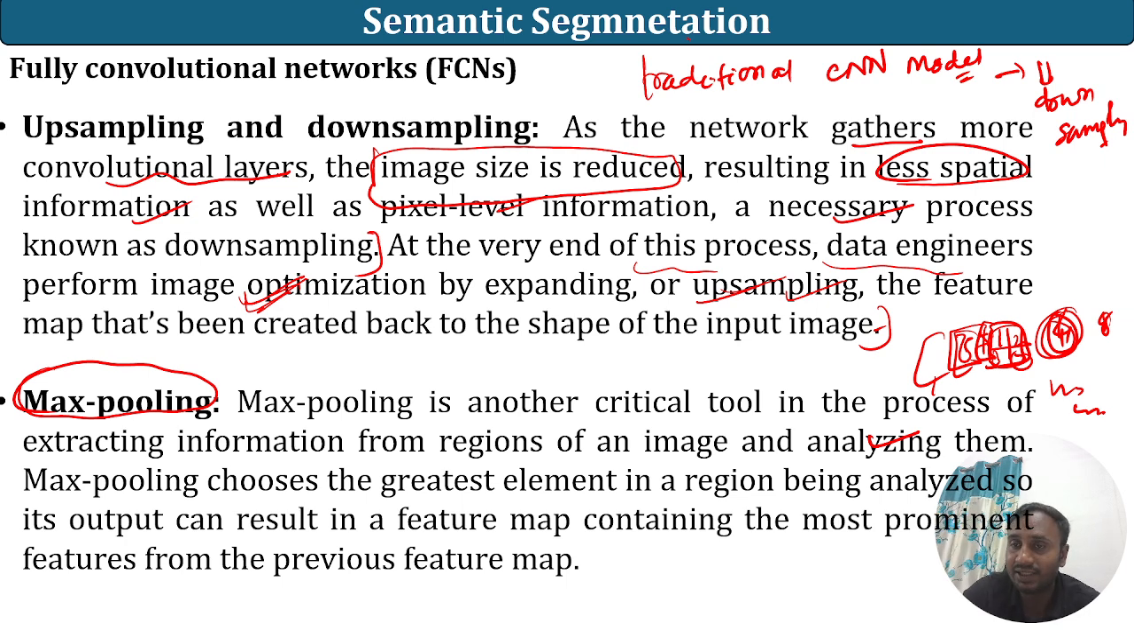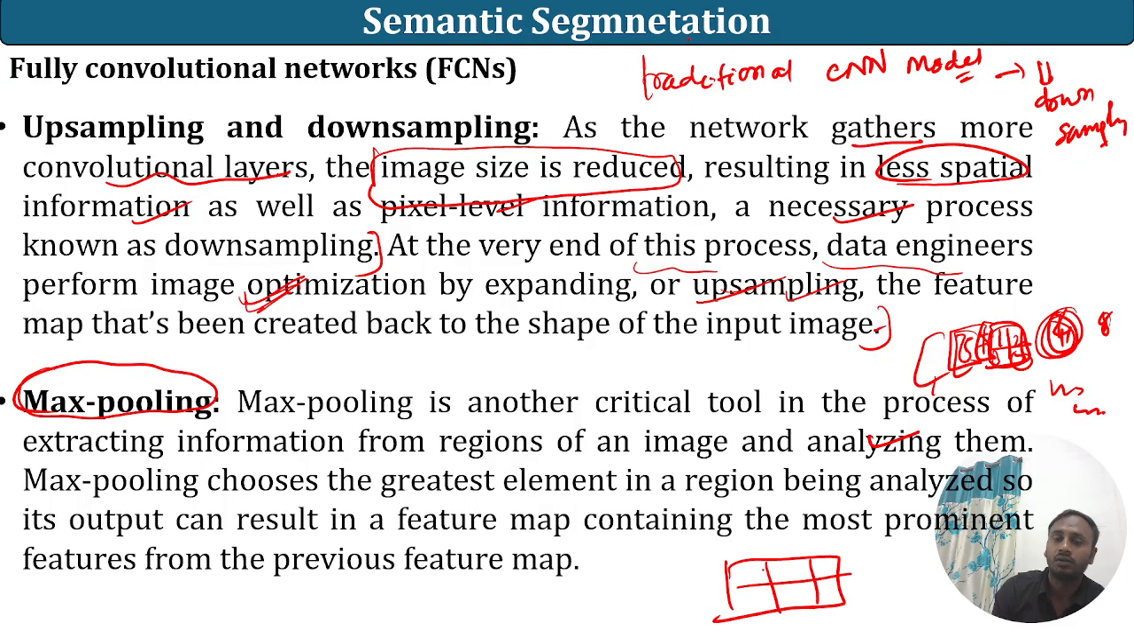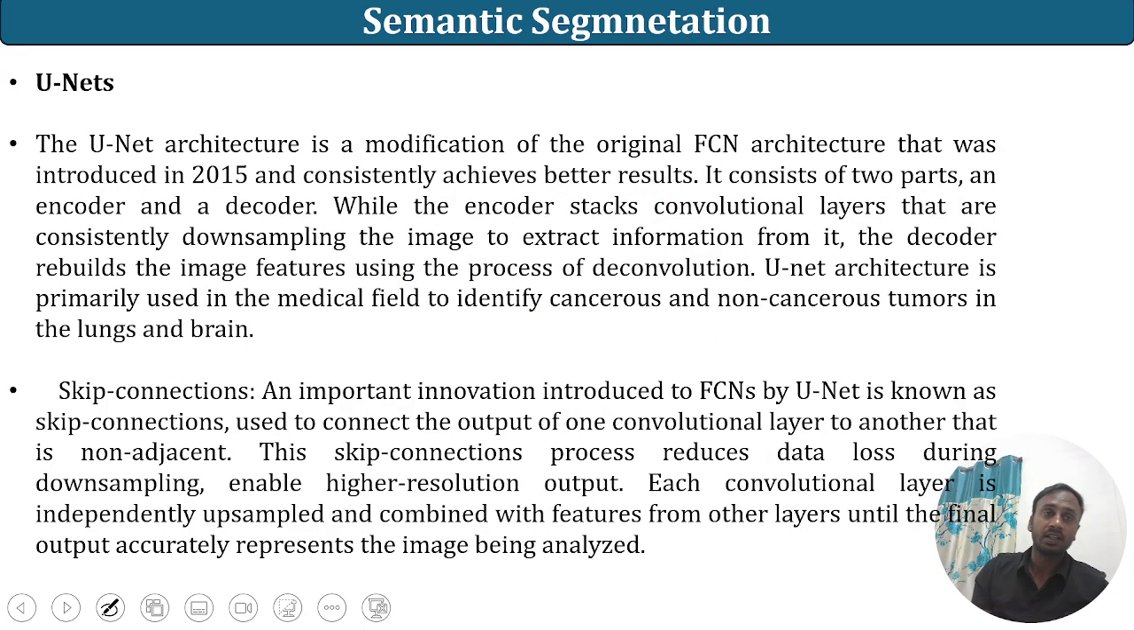I think we have already seen this. Let's say we had 4, 1, 3, 2. We took 4 from here. Again we took 2, 2, 3, 5, 6, and took 6 from here. So simply this way we are doing max pooling.